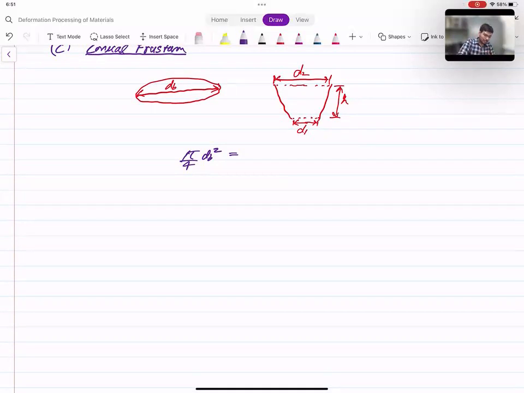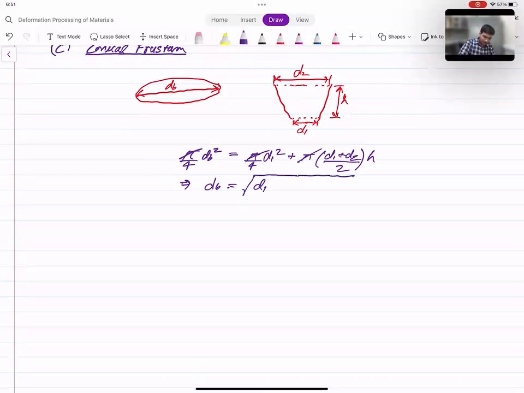So in this case, the bottom area is pi by 4 d1 square, and the curved area here will be pi times the average of the diameters multiplied by h. So pi will get cancelled out from everywhere, and dB is nothing but the square root of d1 square plus 2 times (d1 plus d2) into h. This is by simple rearrangement of the above equation.